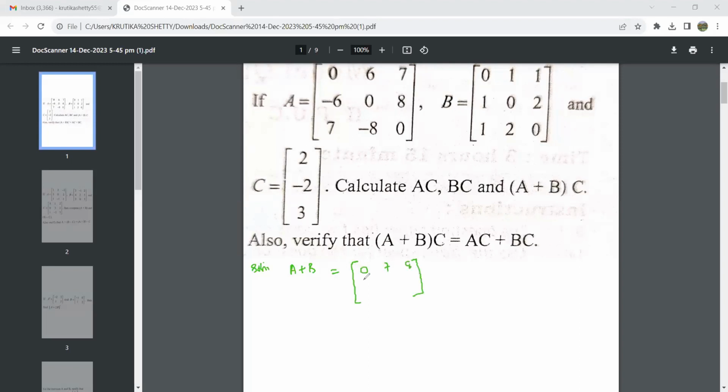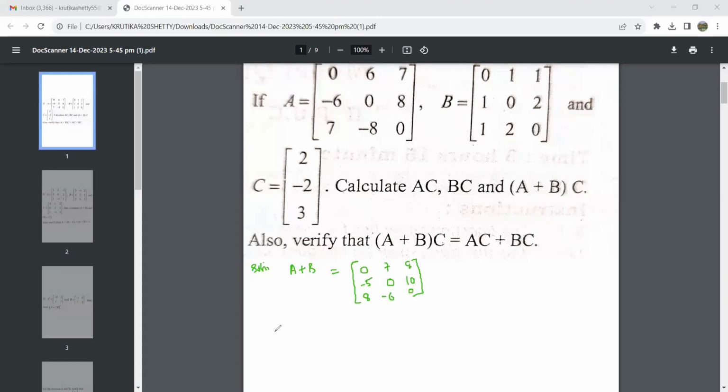Then minus 6 plus 1, second row first element, is minus 5. Next 0 plus 0 is 0. 8 plus 2 is equal to 10, and then 7 plus 1 is equal to 8. Minus 8 plus 2 is minus 6, and 0 plus 0 again is equal to 0.